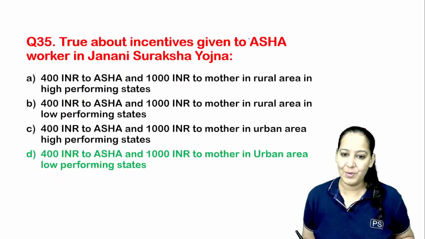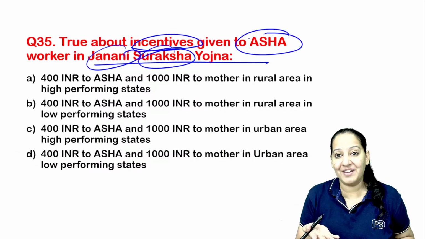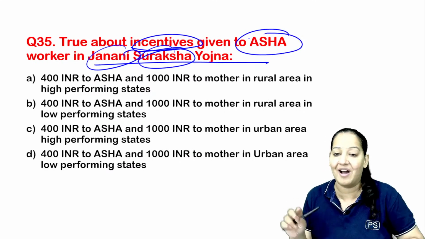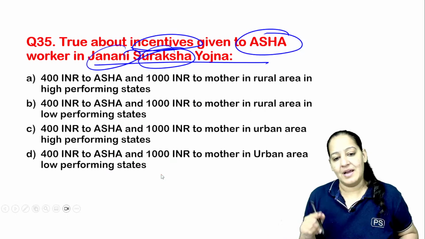Can we try the question now? Now read the question and tell me the answer. Which of the following? See, the question is very complicated. You cannot guess. Even if you guess, it will go wrong. You have to know the exact criteria. Make this table and match now. You will get it. So what is the incentive of the mother and the ASHA?